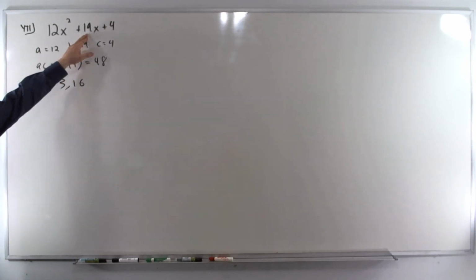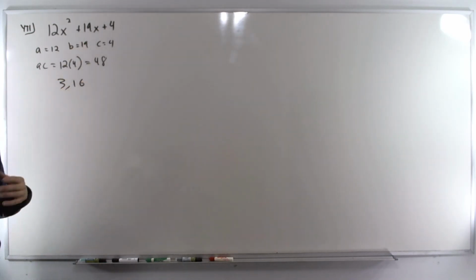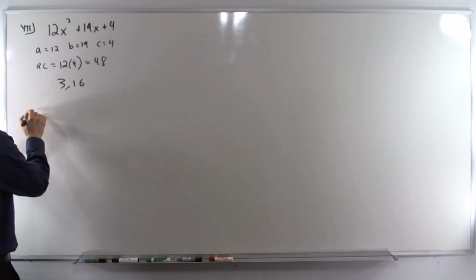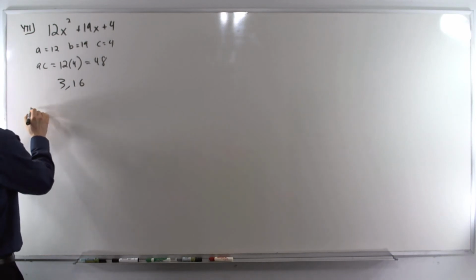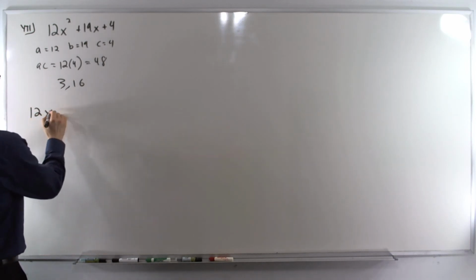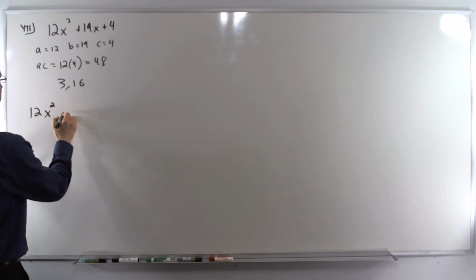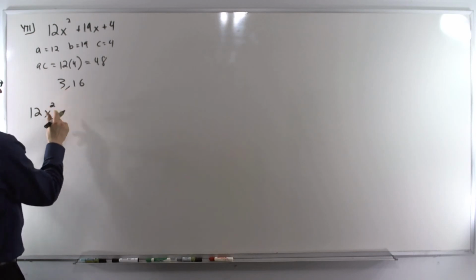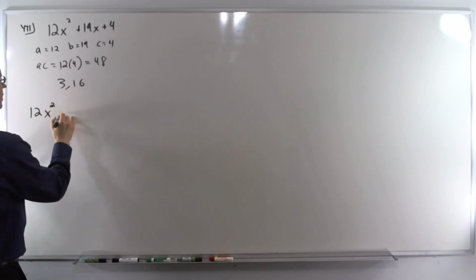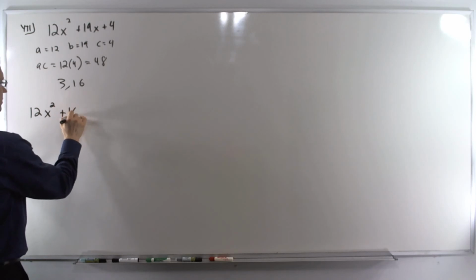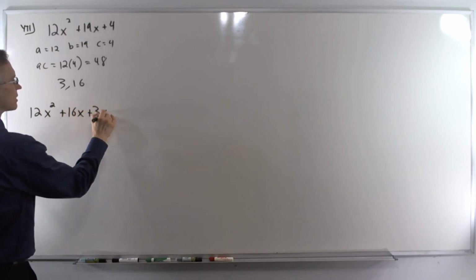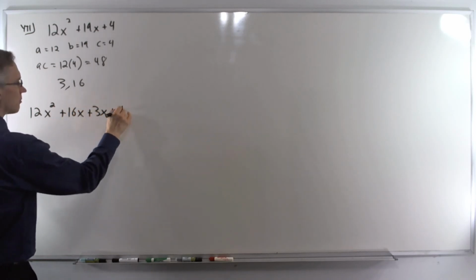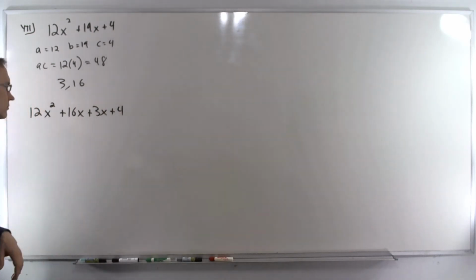So now we're going to break up that middle term into 3 and 16. So for the factoring by grouping method, this is 12x squared, and it's got all positive values. It doesn't matter which way we write these. You could put the 3 here and the 16 to the right, or vice versa. I'm just going to go 16x plus 3x plus 4. But it'll work either way.